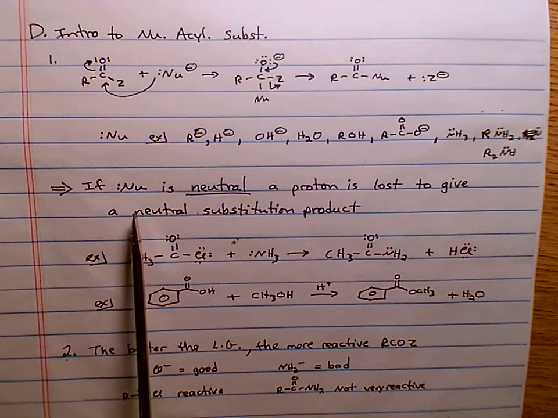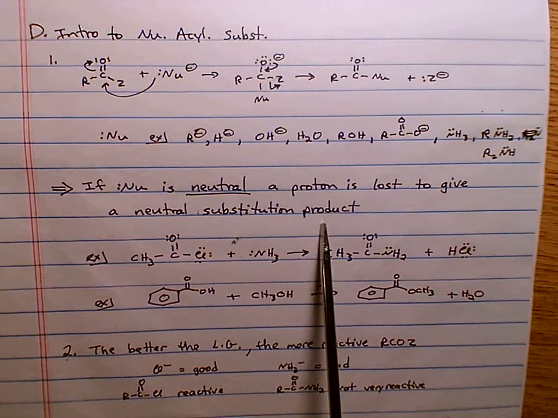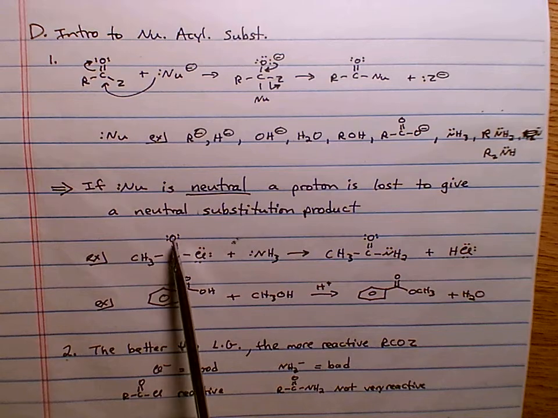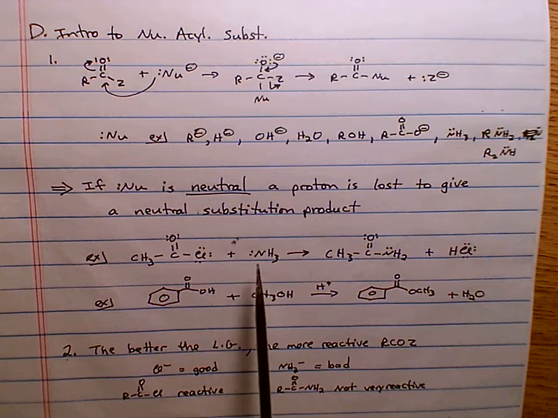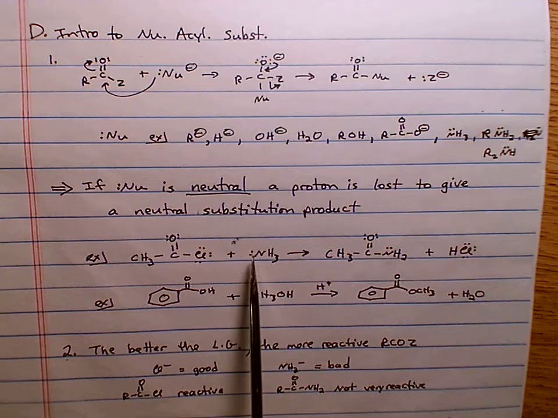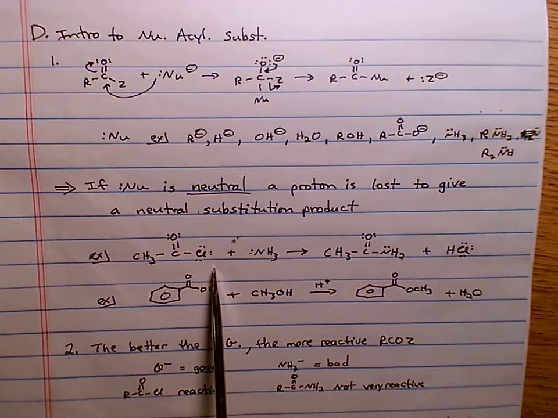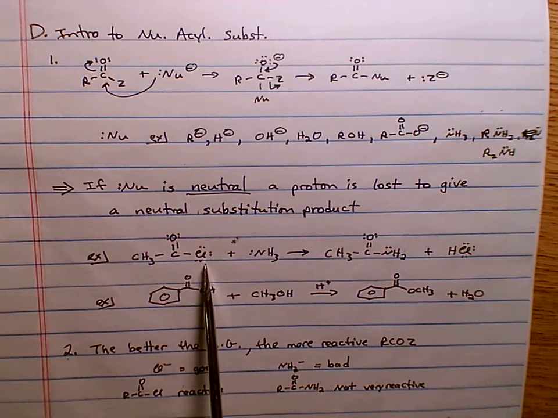Note, if a nucleophile is neutral, then during a reaction a proton is lost to give a neutral substitution product. For example, here is CH3, C double bond O, Cl, an acid chloride, acetyl chloride. And NH3 is a neutral nucleophile. It's a decent nucleophile, but it is neutral. So the lone pair electrons will attack the carbonyl carbon. The double bond will break, the double bond will reform, and chloride will get kicked off. We know it's a very reactive compound. But that would leave an NH3 positive on here.